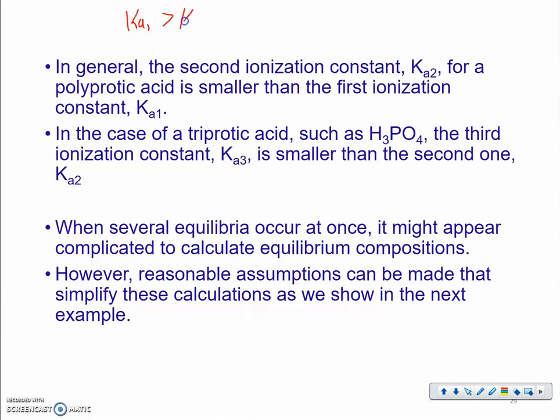Ka1 is typically larger than Ka2, which is larger than Ka3, meaning Ka1 is the strongest acid. The reaction for Ka3 is the weakest acid. So we can simplify it and just look at the hydronium ion formed in the first reaction.